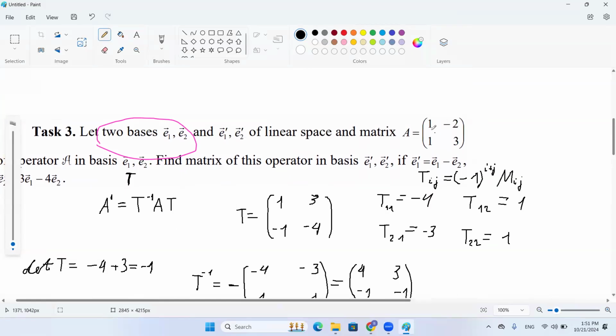No, we don't need to use it for the transition matrix.